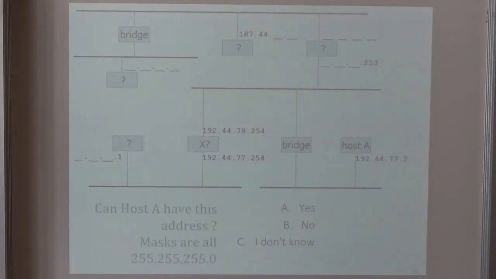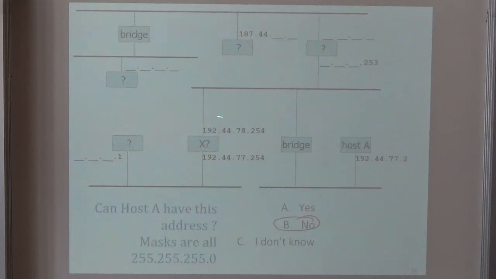The correct answer is B, the majority. Why is that? Well, we have a bridge here. That means that those lines mean that host A and this here are in the same local area network. A bridge is an Ethernet concentrator. It is a box to which you connect, and you are in the same local area network. We'll come back to what bridges really are next week. But right now, what it means for us is that if two systems are connected via a bridge, they are in the same local area network.